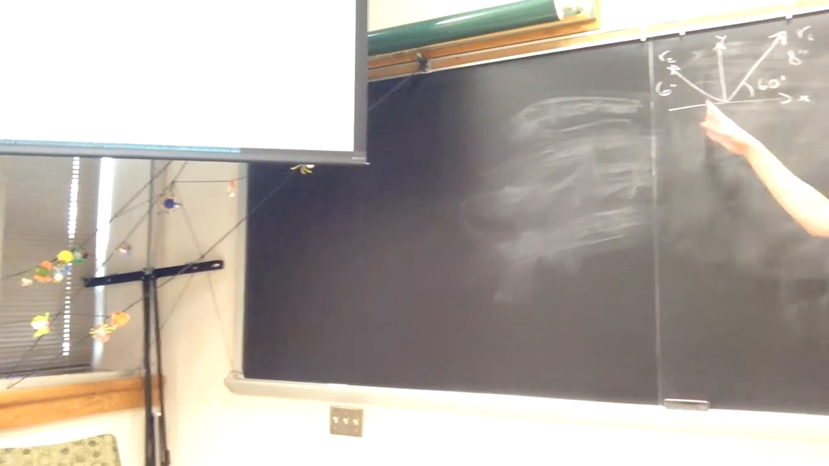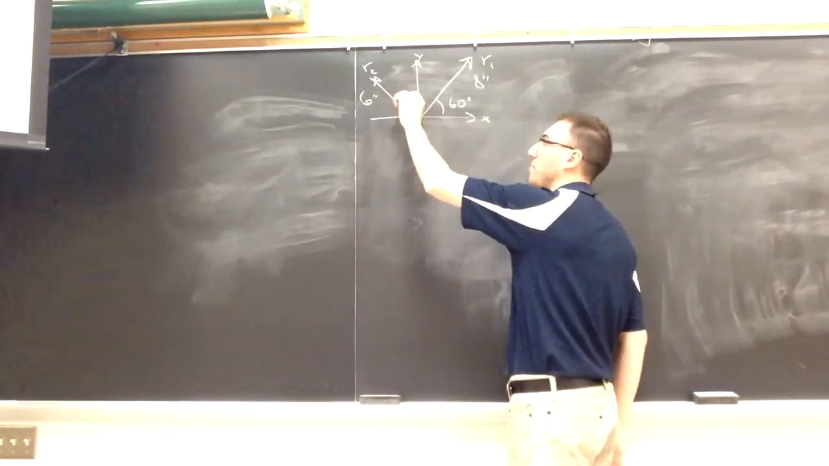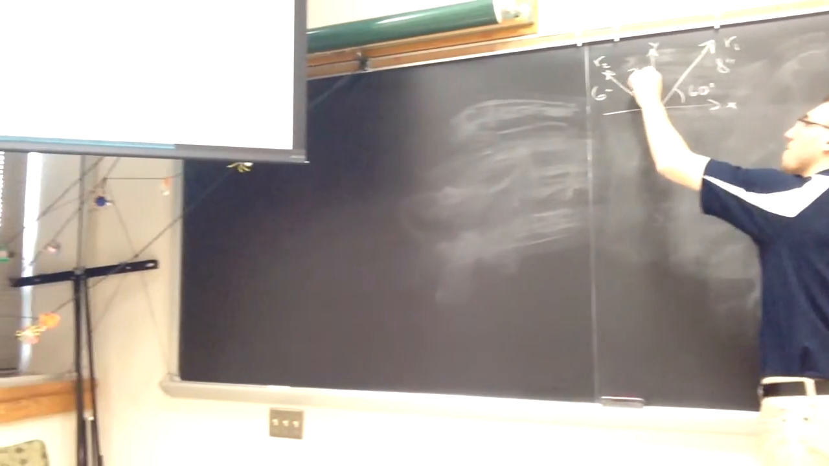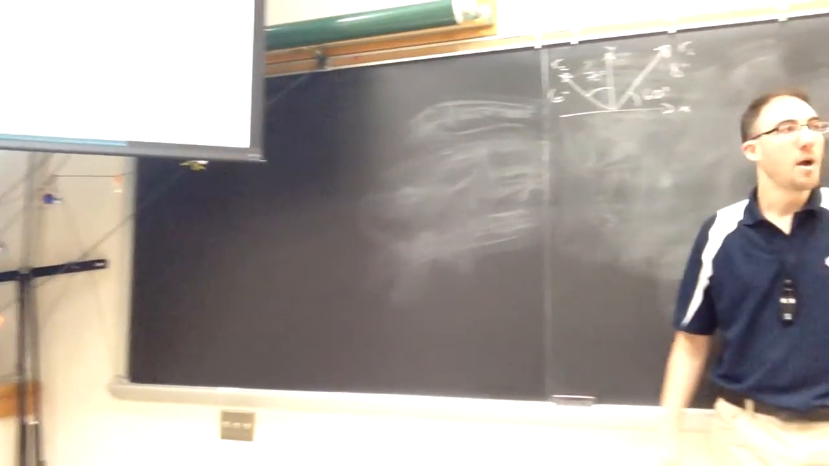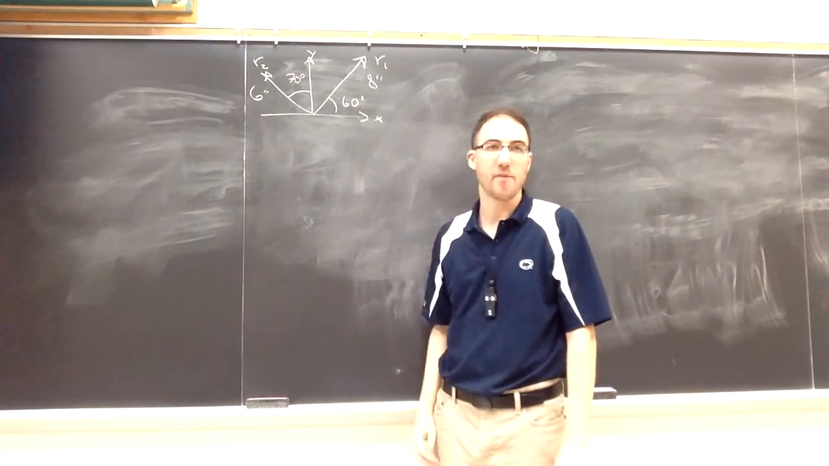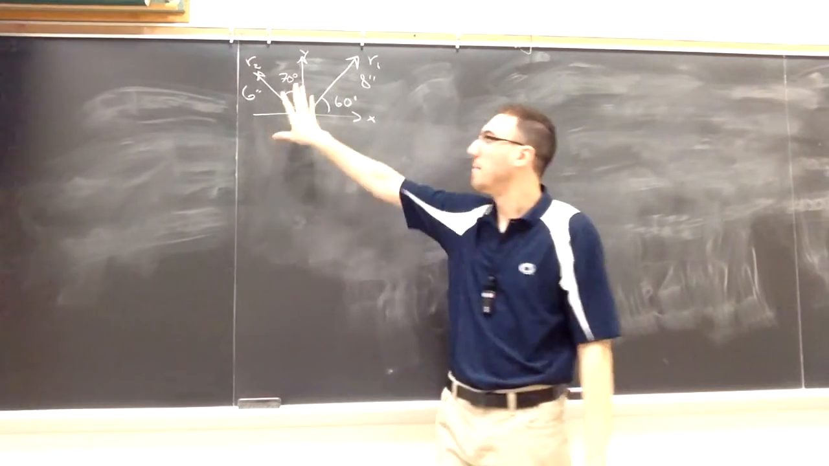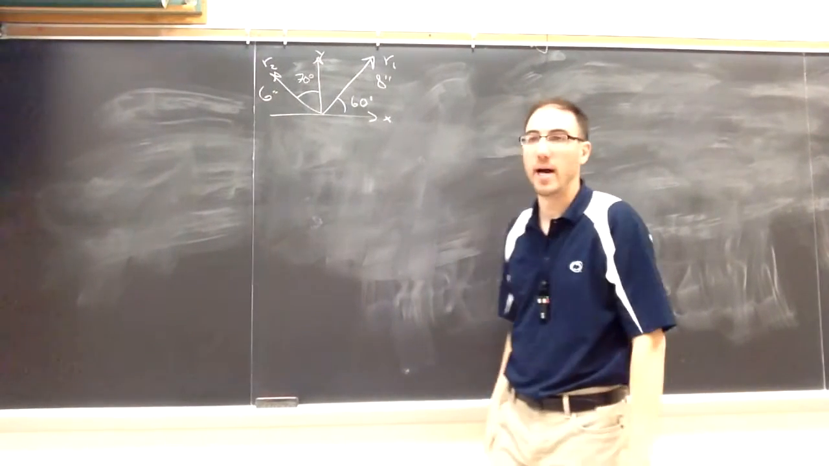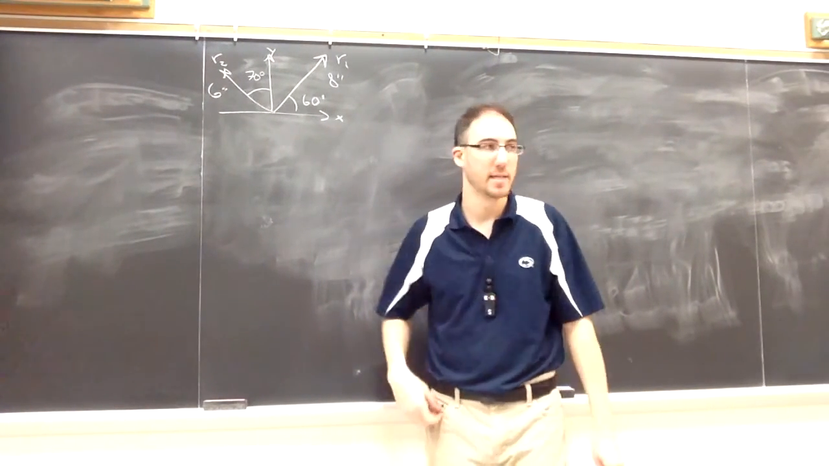I'm going to do it a little bit different on the board just to illustrate a point here. It's the same information, just presented a little bit differently. Pretend it was given to you as 70 degrees from the y-axis rather than 20 from the x. The result is the same, but just so we can see what the difference is between the two ways we can analyze this.